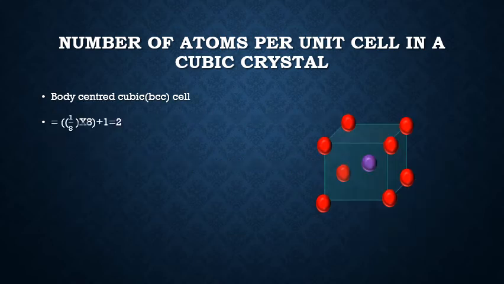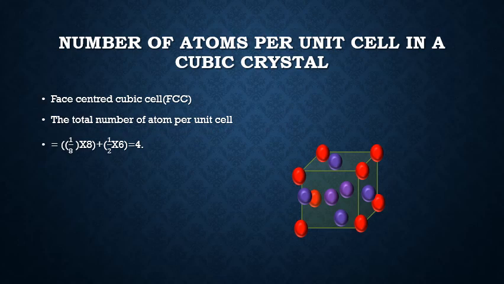Body-centered cubic cell. A body-centered cubic cell has 8 atoms at its 8 corners, each of which is shared by 8 adjoining cells, and a central atom that belongs exclusively to the cell. Thus the total number of atoms per unit cell is 2. That is, body-centered cubic cell is a non-primitive unit cell.